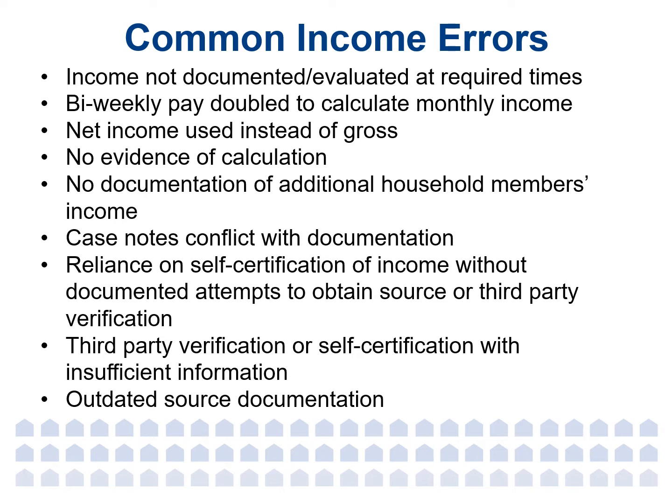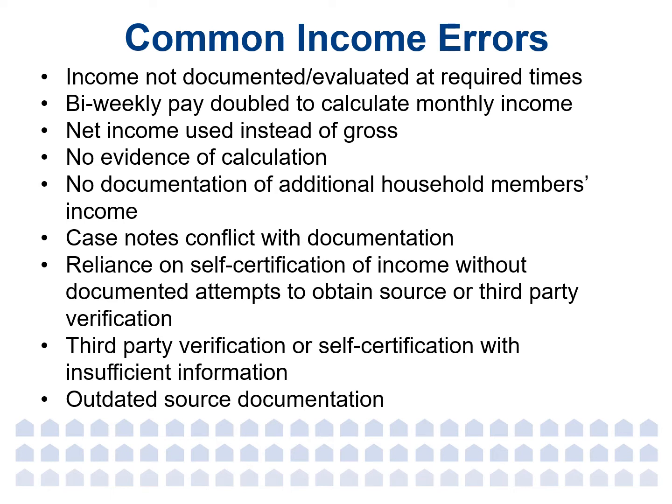We also see net income being used instead of gross income. We see income documentation with no evidence that it was used to calculate the participant's monthly income. We also see incomplete documentation of household income, where the project does not document the income or lack of income of additional household members. We also see case notes that conflict with the income documentation, such as a discussion of the participant's job at the same time that the income documentation is a zero income affidavit.